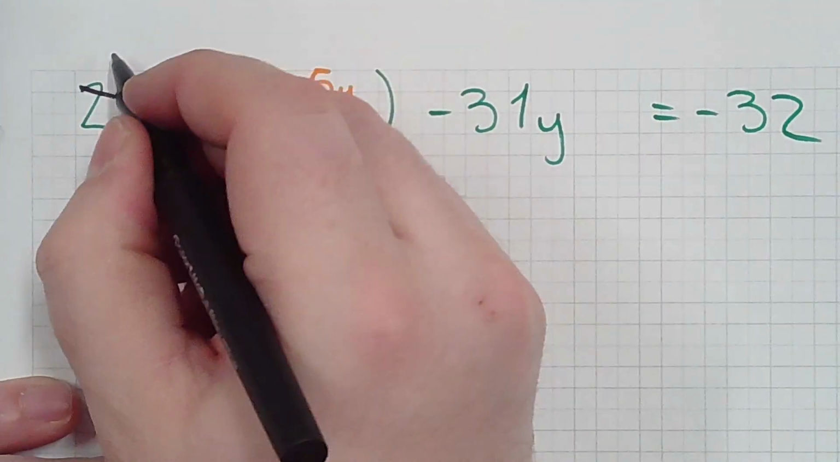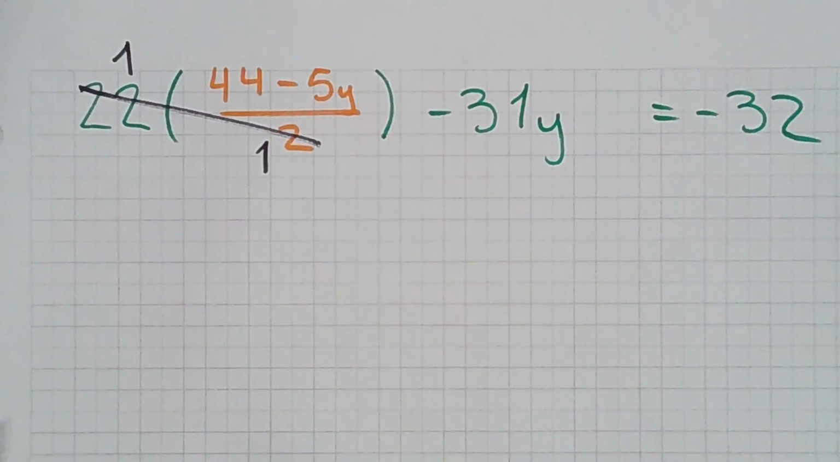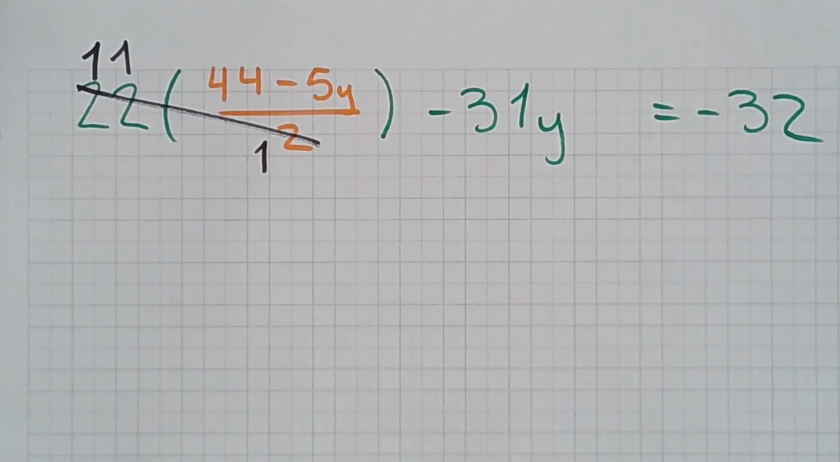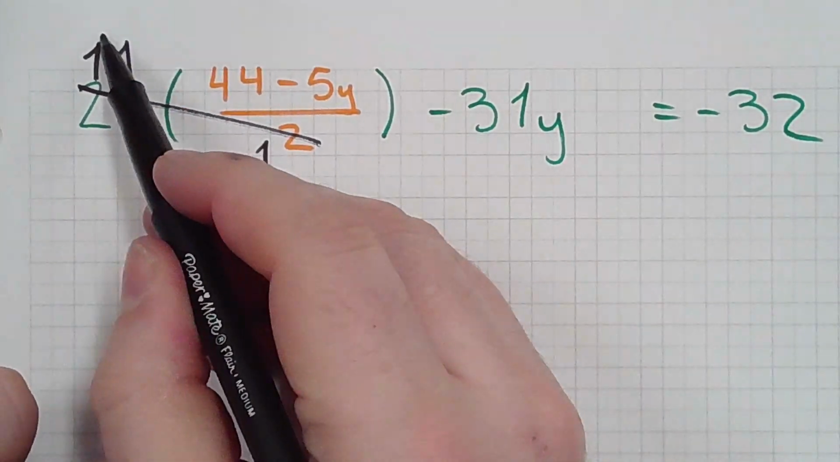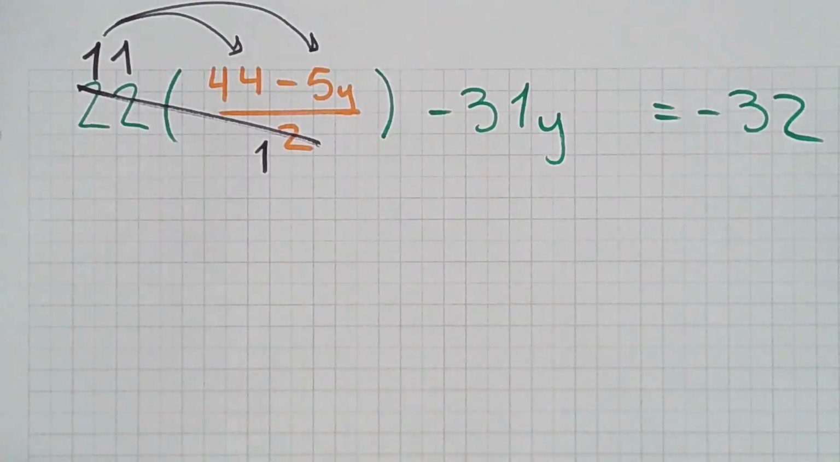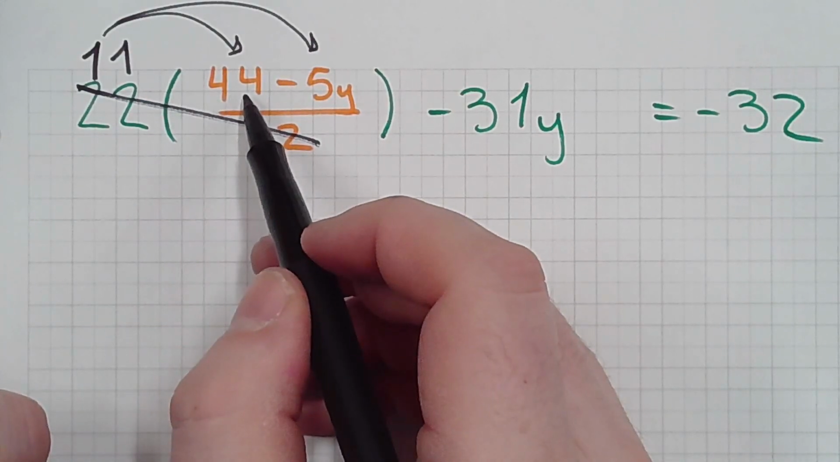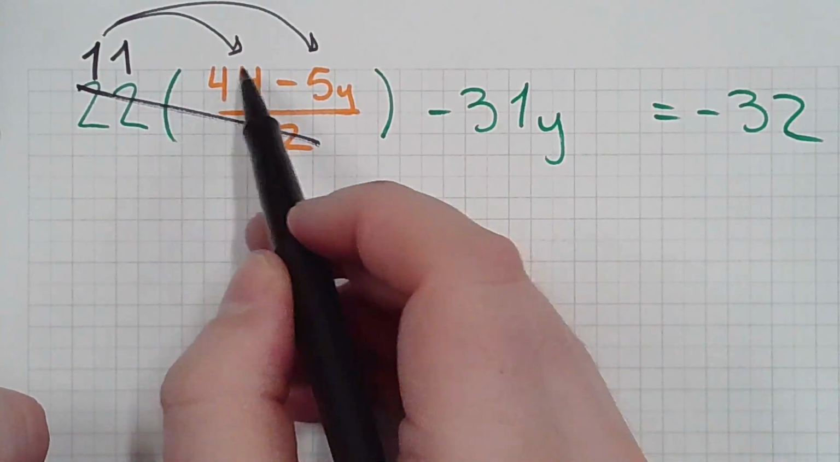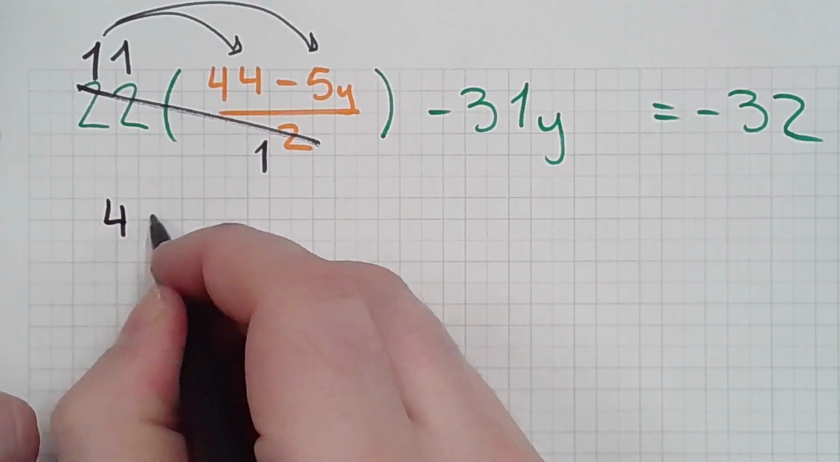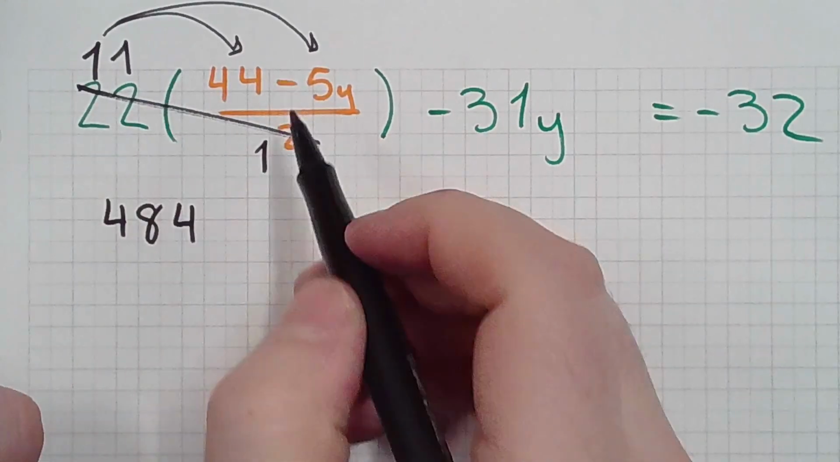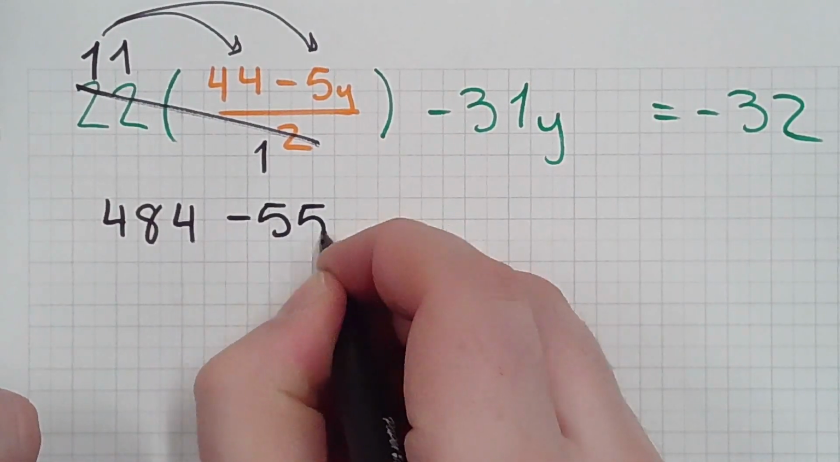So this divides out to just 1 over 1. 22 divided by 2 is just 11 over 1. There we go. So now when I distribute into here, I'm not timesing everything by 22, I'm only timesing by 11. So 10 times 44 is 440, and then 1 times 44 is 44. If I put those together, I get 484, right? 11 44s is 484. And 11 negative 5s is negative 55.